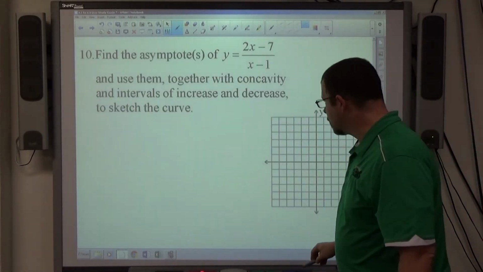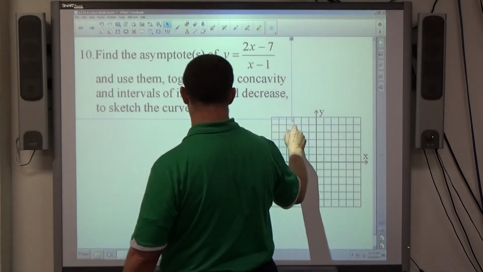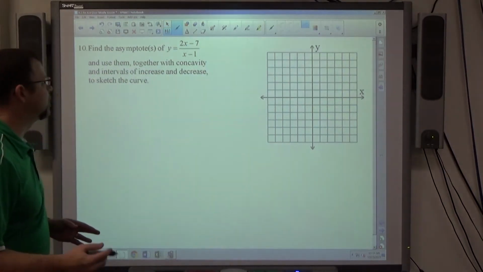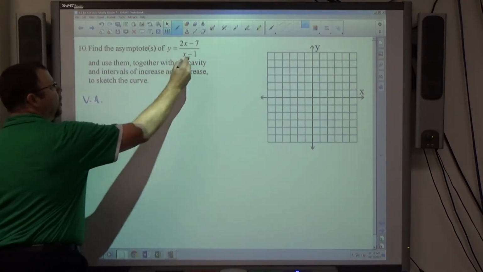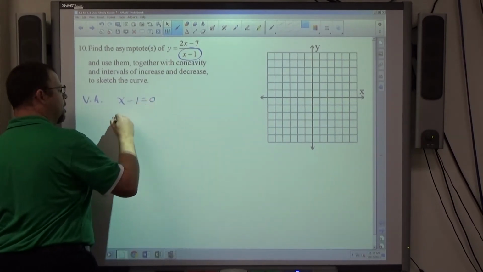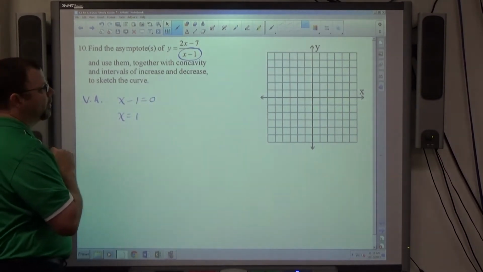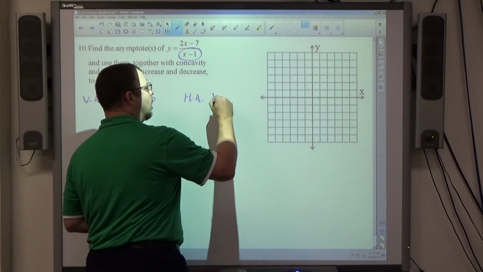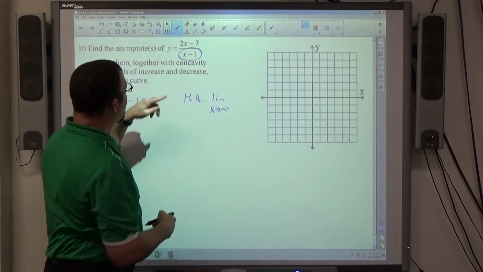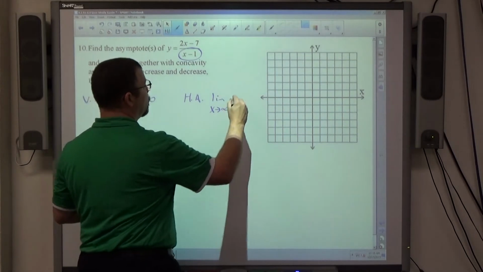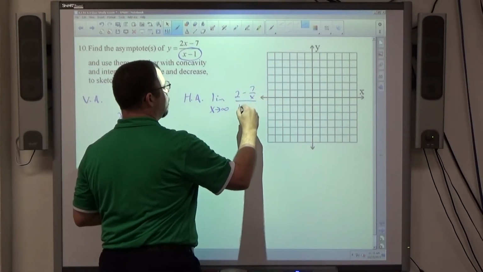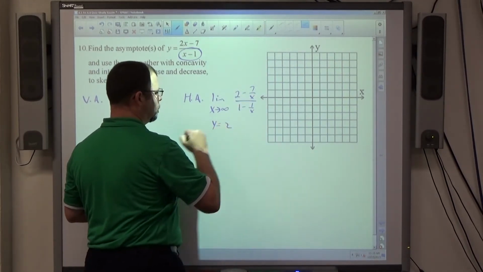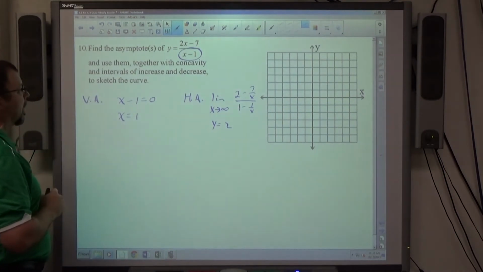Finally, number 10, find the asymptotes of this. Use them together with concavity intervals, increase and decrease to sketch the curve. So, first of all, asymptotes. Vertical asymptote is all about the denominator. If the denominator equals 0, you get a vertical asymptote, so x equals 1. Horizontal asymptote is all about the limit as x approaches infinity. So the limit as x approaches infinity of this. X is the highest power, so multiply by 1 over x, we're going to get 2 minus 7 over x over 1 minus 1 over x. 2 minus 0 over 1 minus 0 gets me y equals 2. So x equals 1, y equals 2 are my asymptotes.